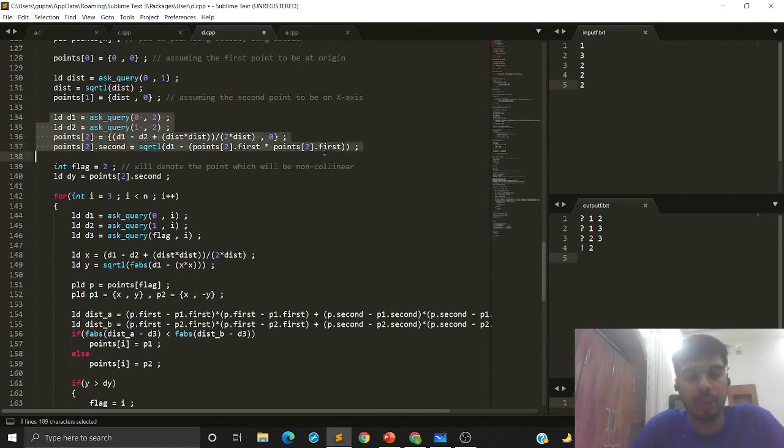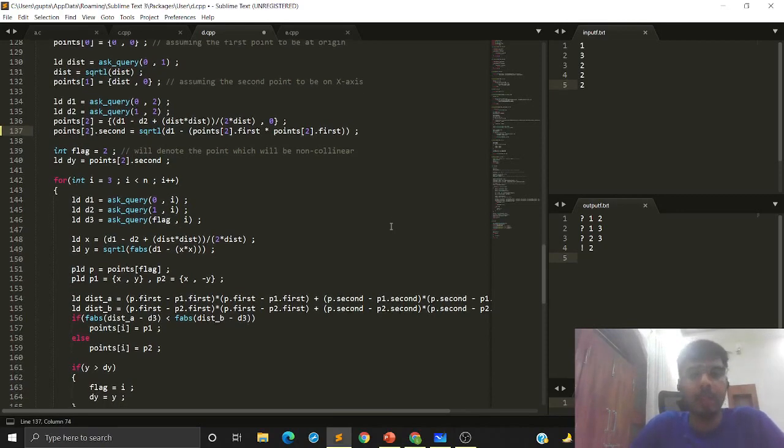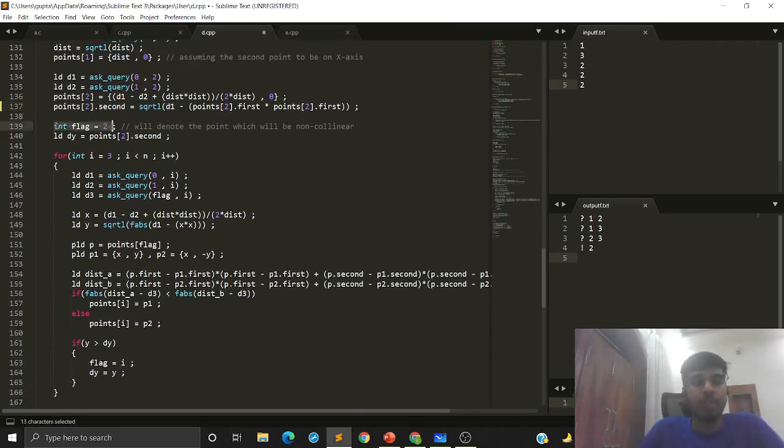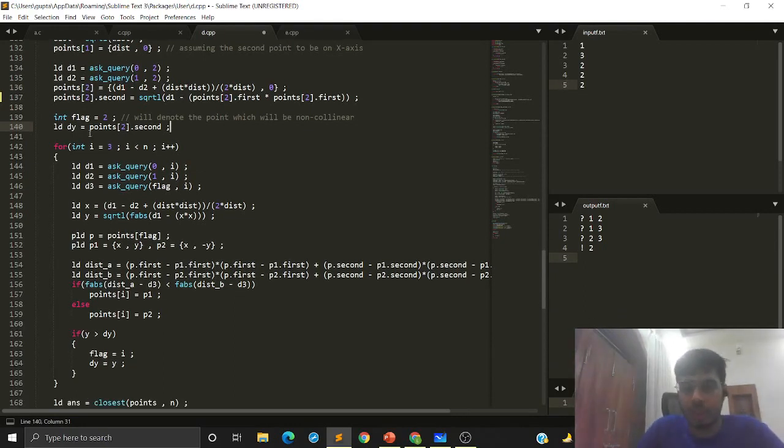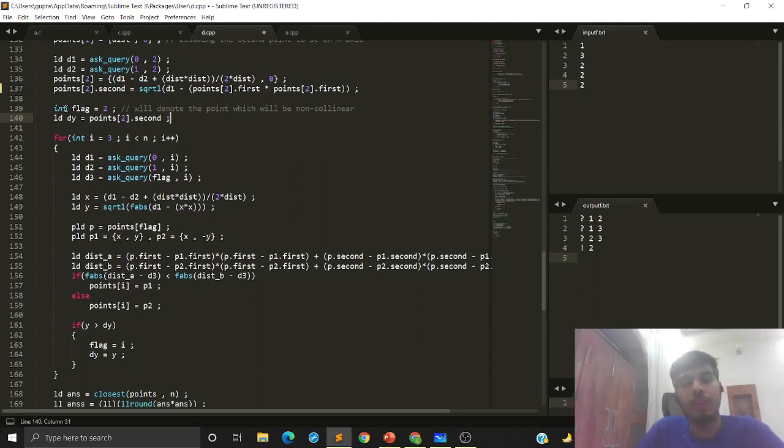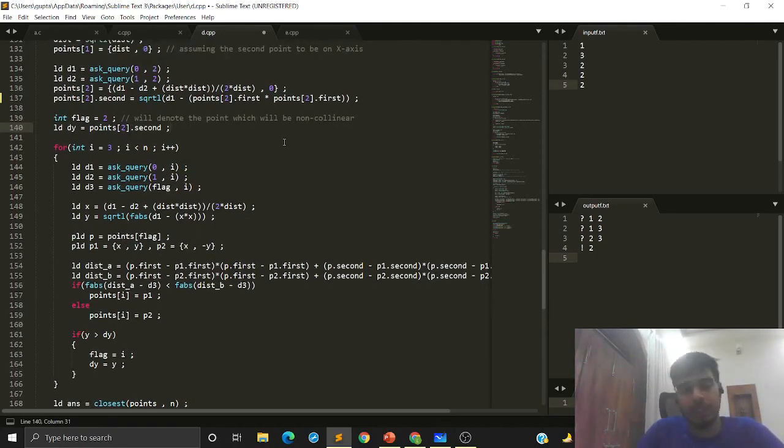Again, as we have discussed, I can get my third point by asking two queries, and I have chosen the positive value for the second point. Now, this flag denotes that particular point which is not collinear, right? As we have discussed, if the third point is collinear, then we will be facing some issues. So as a replacement of the third point, we want to choose some point which is not collinear with the first and second point. In short, which is not lying on the x-axis. So as of now, we will assume that this is the third point.